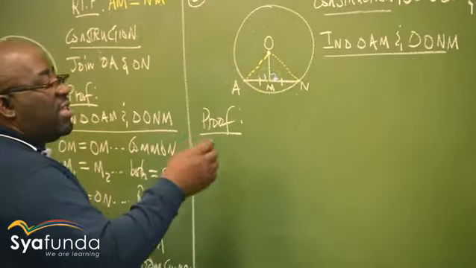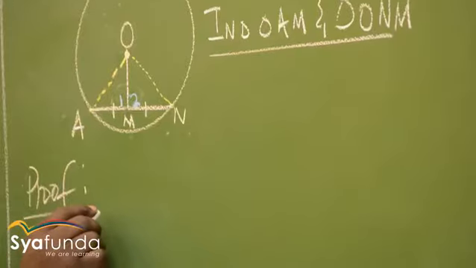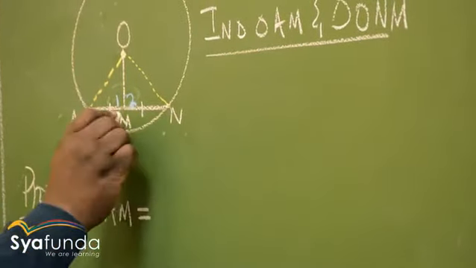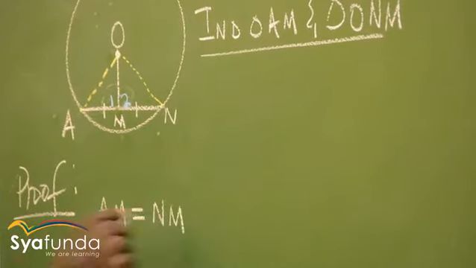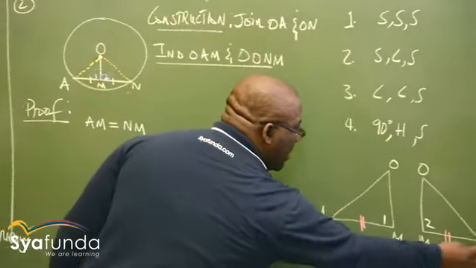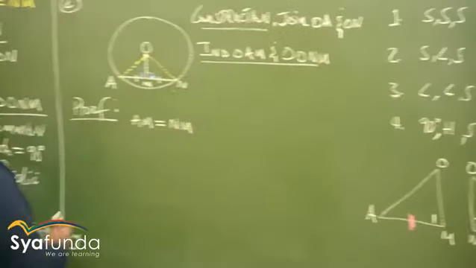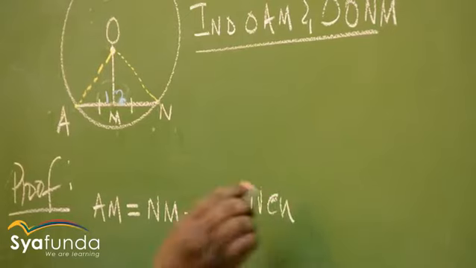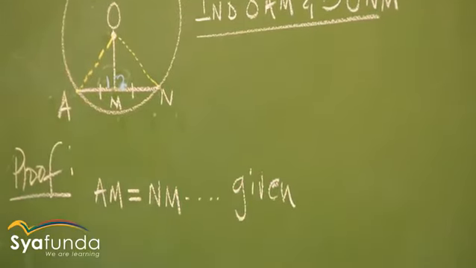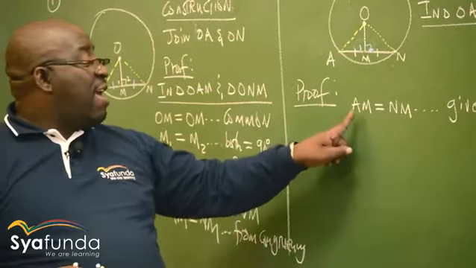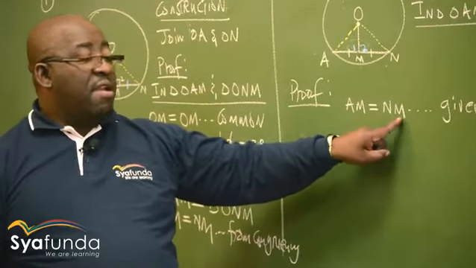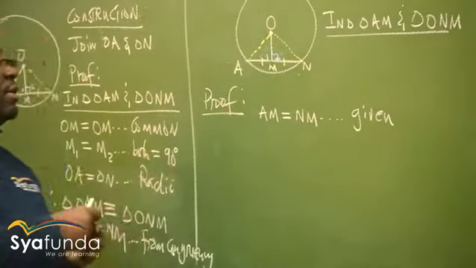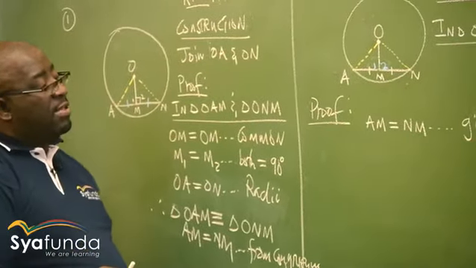Now, we know that in this triangle, this side, AM is equal to NM. Why is this side the same as this side? It is given. It was given originally in the diagram. So the reason here is given. Remember, your reason is more important than the statement. If someone says AM is equal to NM, and the reason you write is vertically opposite angles, then everything becomes wrong. So your reason is more important than your statement.